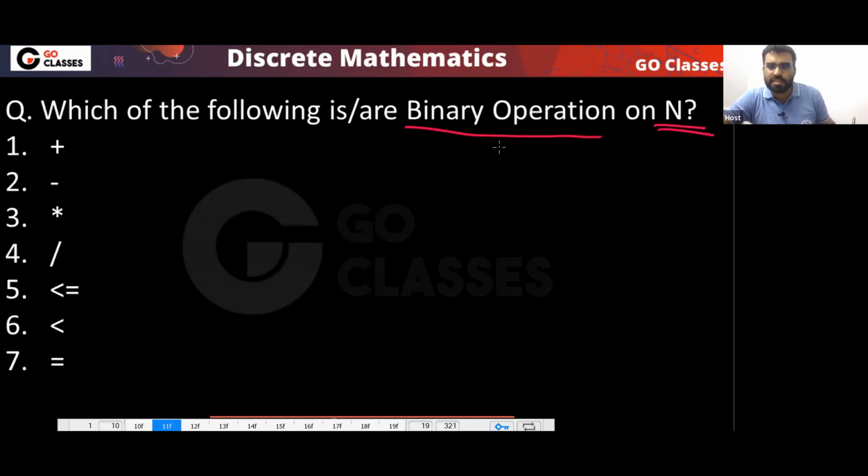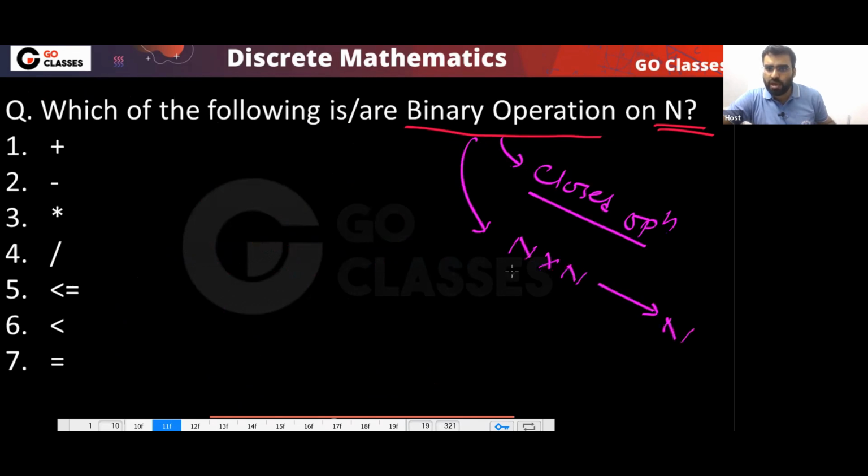Binary operation simply means closed operation. It simply means closure property. It simply means that this is a mapping from N cross N to N.